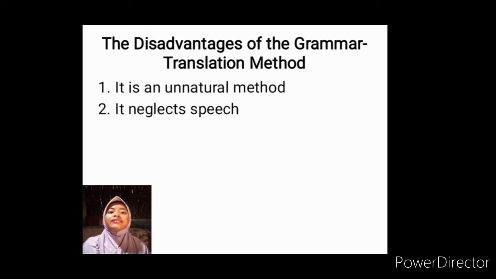Second, it neglects speech. The translation method neglects speech. Not much attention is paid to oral work or drill work in this method. Besides this, there is little ear training, as the teacher speaks the mother tongue most of the time.